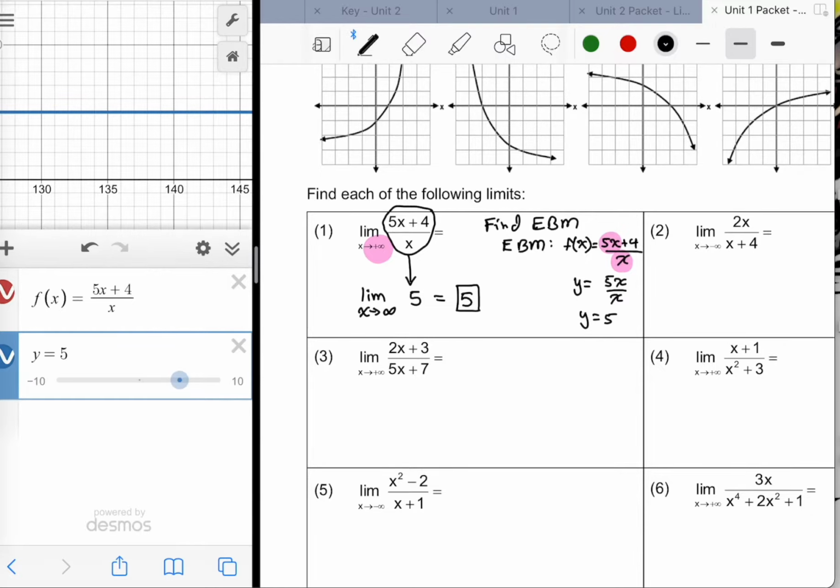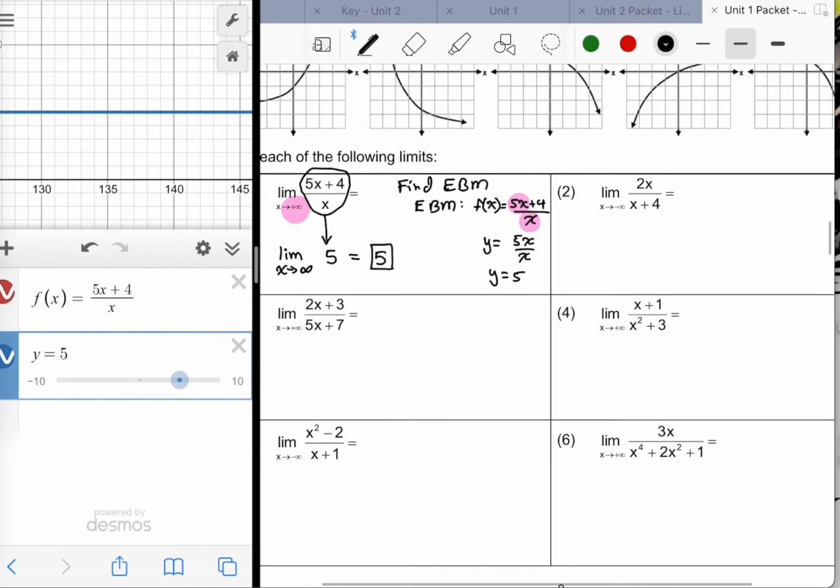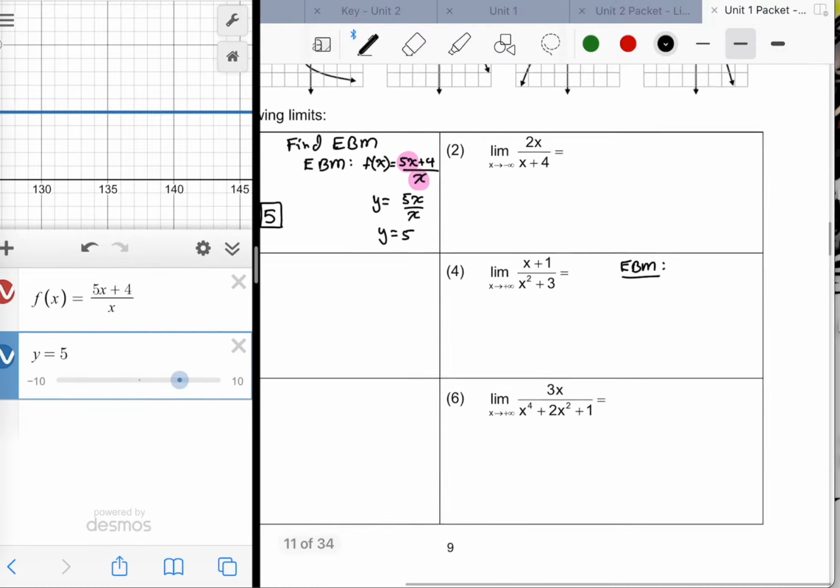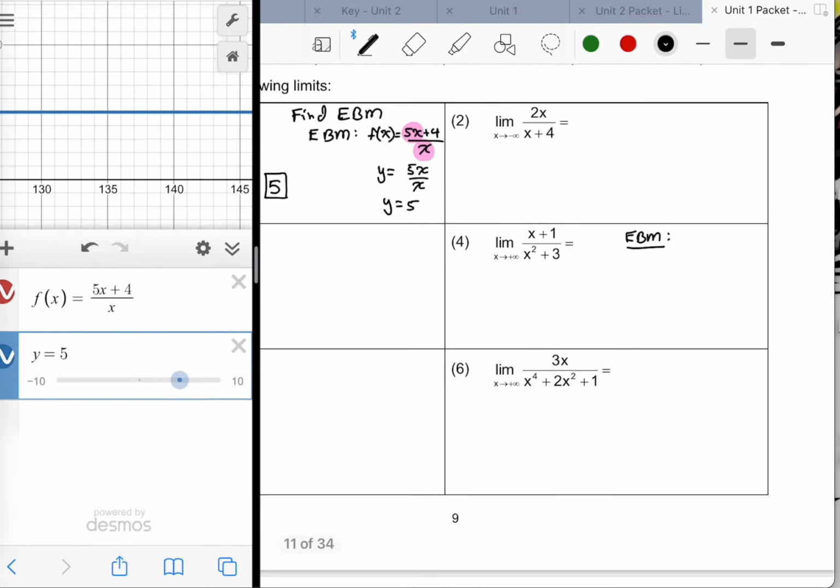All right, number 2 is very similar to number 1, so let's take a look at same deal with number 3. Let's take a look at number 4. All right, so same idea, the EBM, end behavior model. We're going to grab the term with the highest power, top and bottom. So I'll rewrite f of x, so I could use my highlighter.